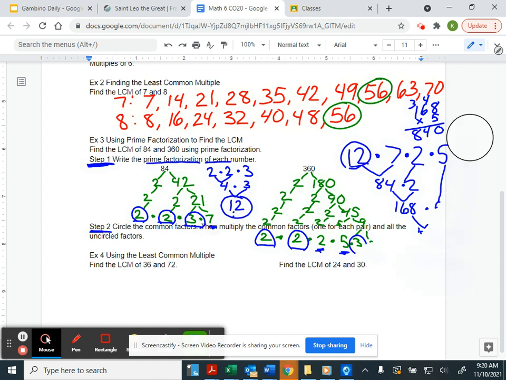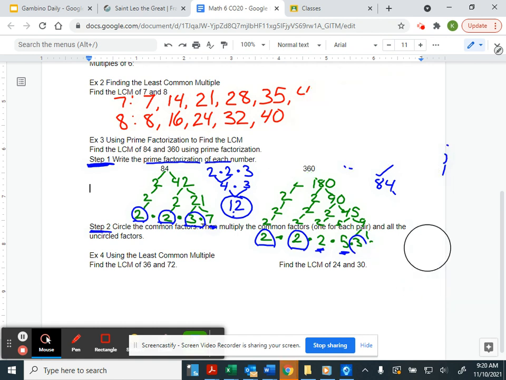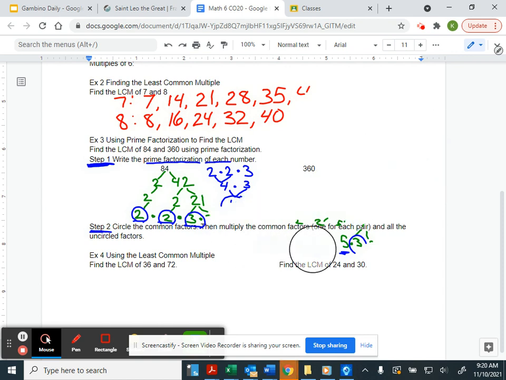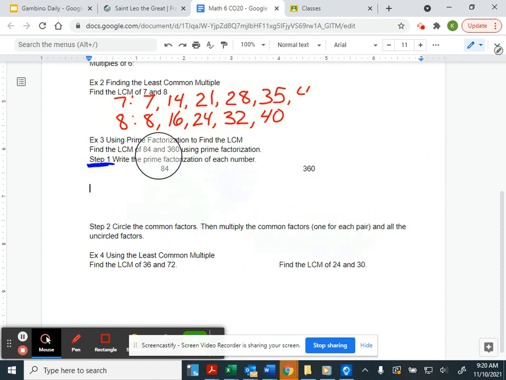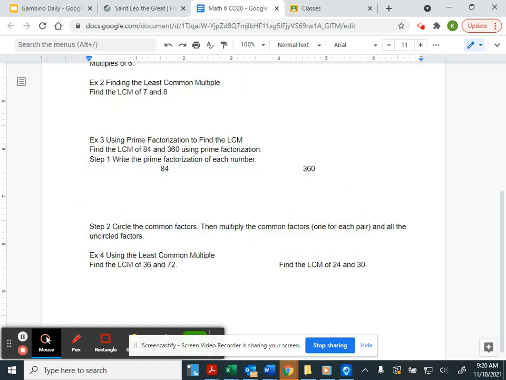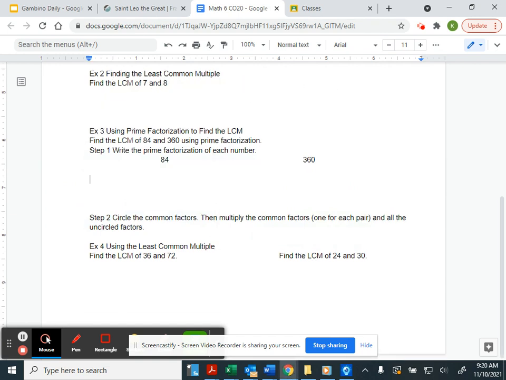So let's move the page up. Okay, so it says circle the common factors. Oh no, that's step 2. Example 4, using the least common multiple, find the LCM of 36 and 72. So you can make your sets going out and find what the common multiple is, or you could do that prime factorization.